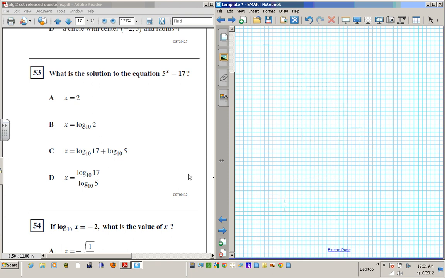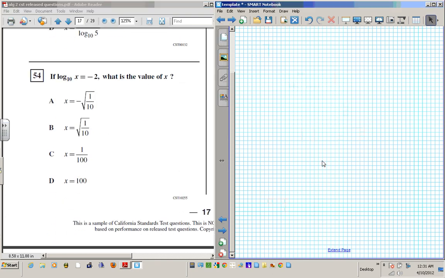Alright, let's move along to question 54. It says, find the value of x if log base 10 of x equals negative 2. So I want to get rid of this log right here. So I'm going to exponentiate both sides using 10 as the base. So I'm going to have 10 to the log base 10 of x equals 10 to the negative 2. Alright, so these two cancel out, and you're going to have x equals 10 to the negative 2.